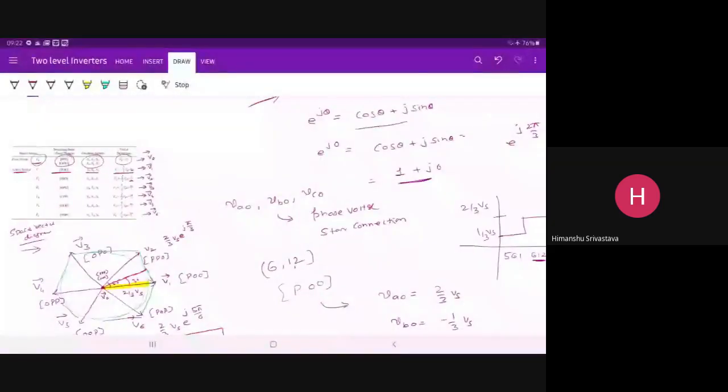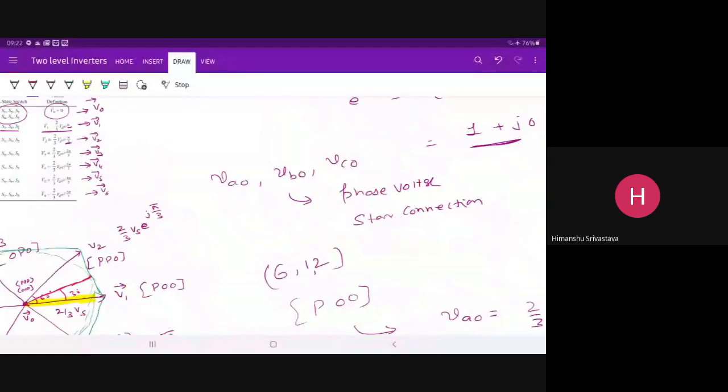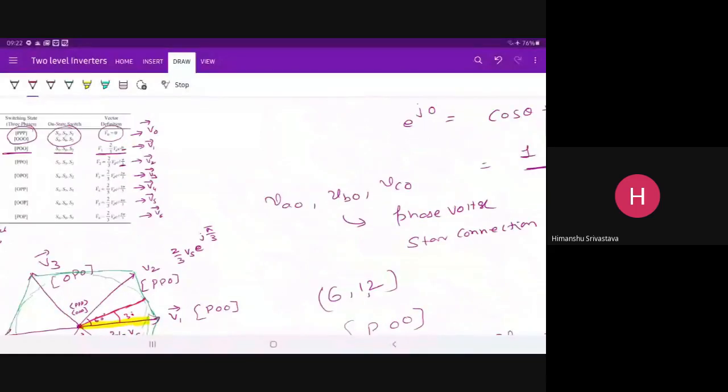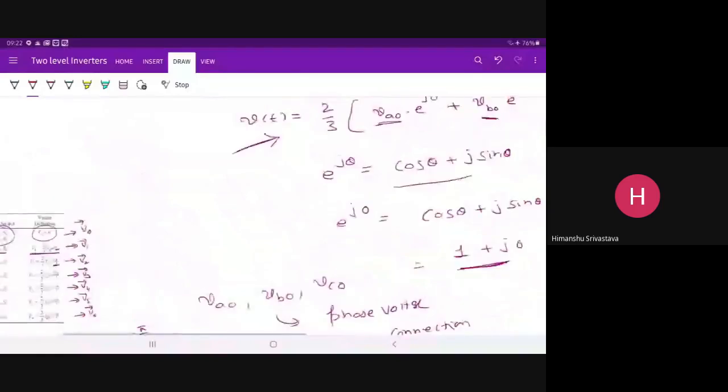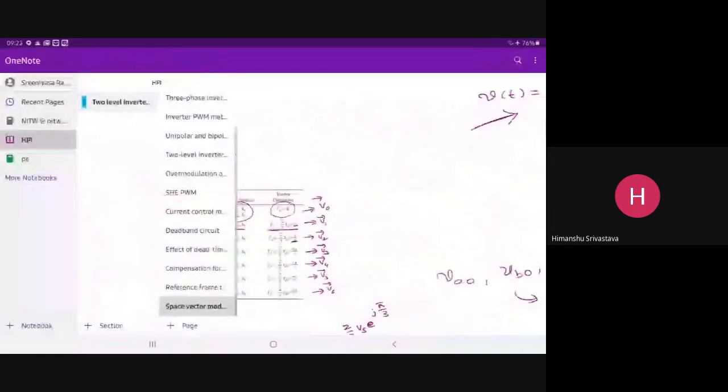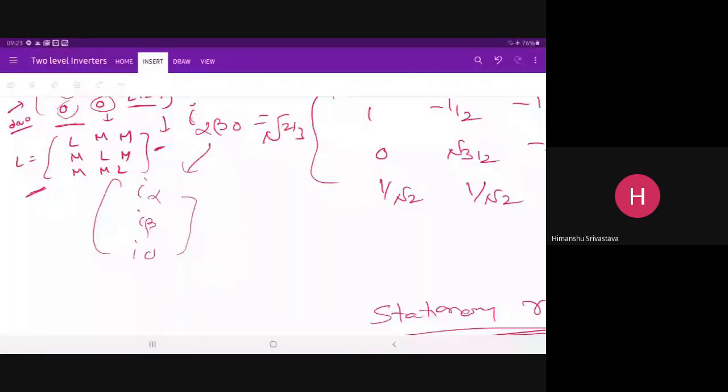Sir, if we are converting a three-phase into a two-phase system, then also the L of the rotor will be variable, sir. Yeah, it's also variable. Then what is the purpose of converting three-phase into two-phase, sir?